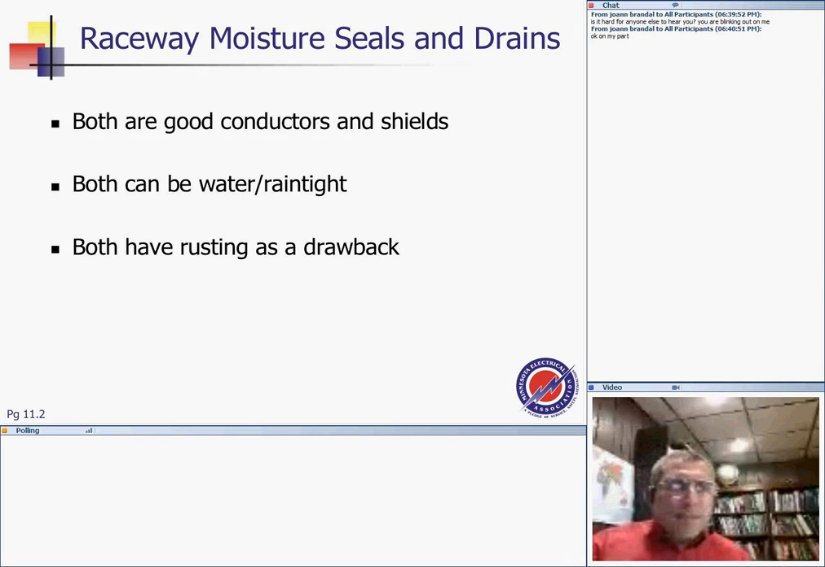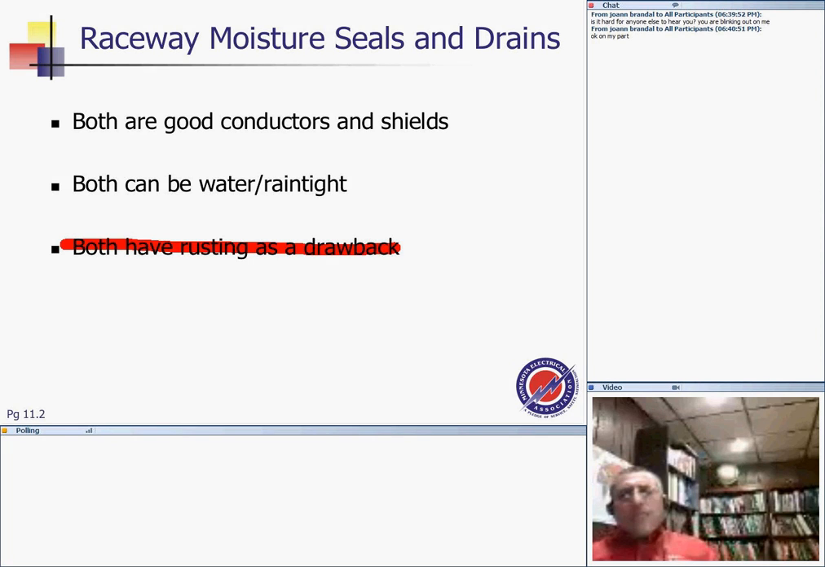Okay, so the advantages, guys: both are good conductor shields. Both can be watertight if they're used in a wet location. Both have rusting. This is the one I want to emphasize. Yes, you can use this conduit outside in a wet location, and you can even bury it. You can bury rigid, but they're not meant to be. Rusting is a big deal.